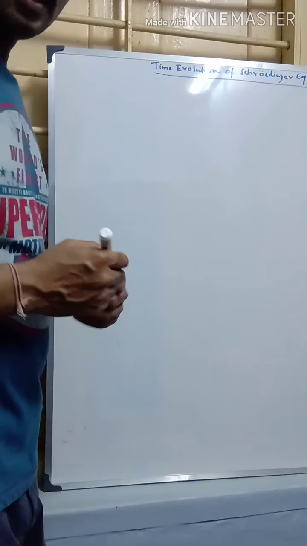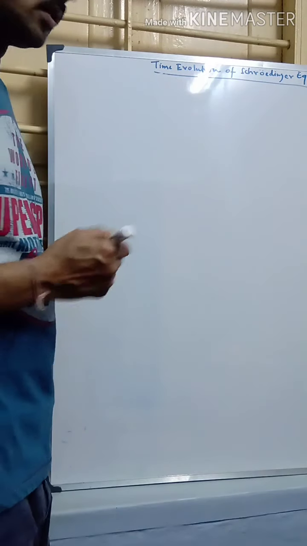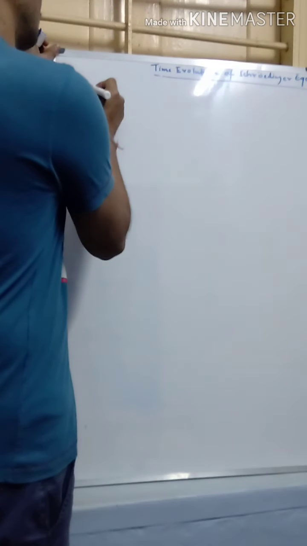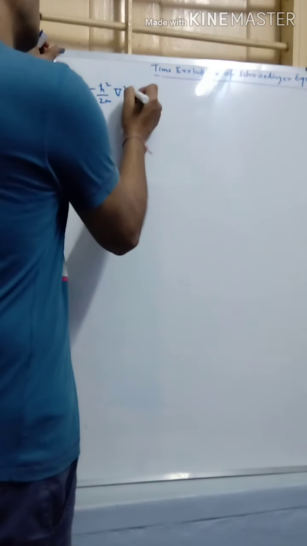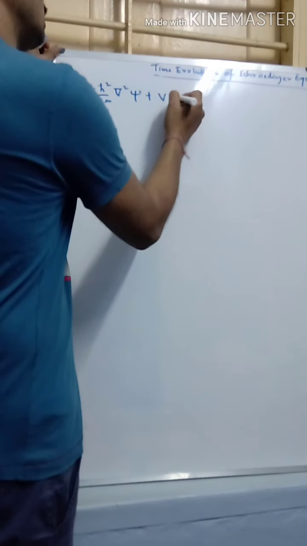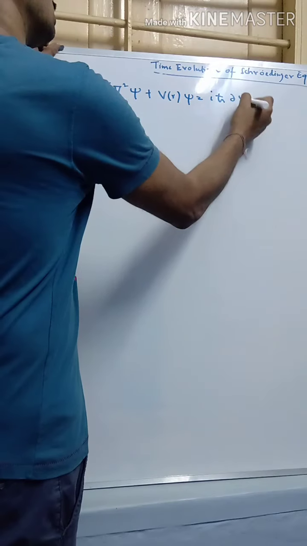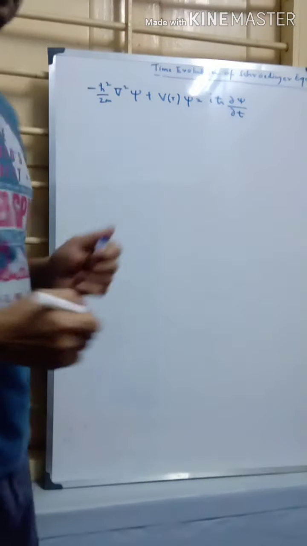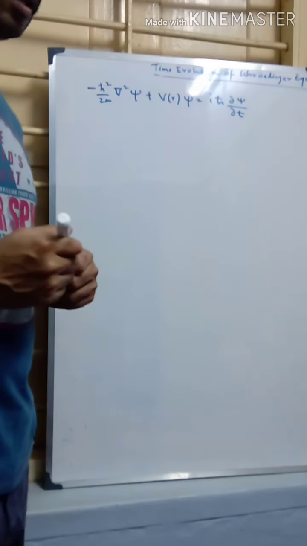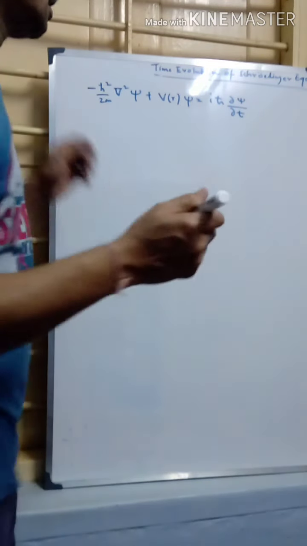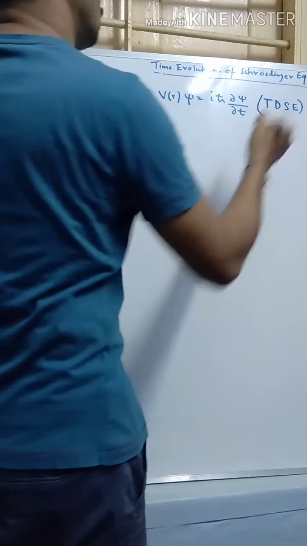So now we know the time-dependent Schrodinger equation, or the time evolution of the Schrodinger equation in exact form, which can be written as minus h cross square by 2m grad square psi plus V(r) psi is equal to i h cross del psi del t. This is the time dependent Schrodinger equation, called TDSE.